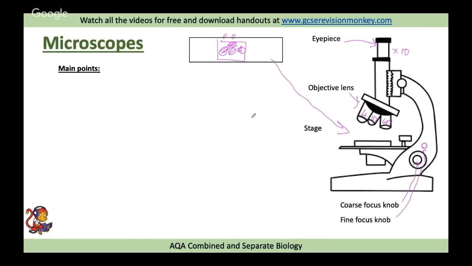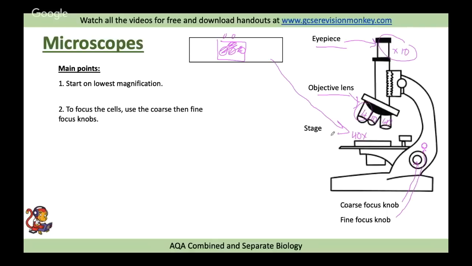So the main point then is that we need to start at the lowest magnification. We calculate that by doing the objective lens multiplied by the eyepiece. So for example, if this lens is 4, the eyepiece is 10, we know we're looking at the cells at 40 times magnified. And this one would be 10 times 10, so 100, and 40 times 10, so 400. So we start on the lowest one, and to focus these cells, we need to use the focusing knobs.